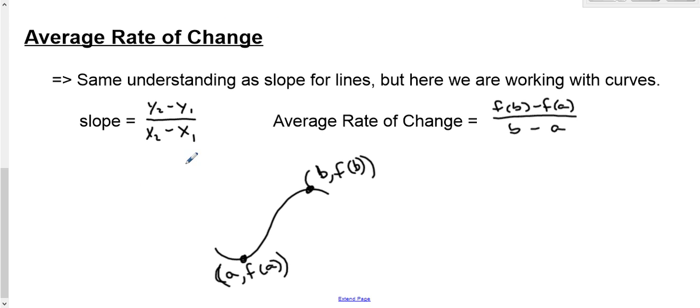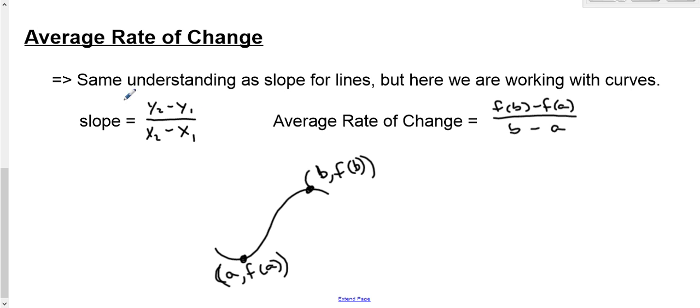When we talk about average rate of change, we know that average rate of change is basically the same understanding of slope for lines, but here we are working with curves. So I'm giving you this curve down here where I have the first point a comma f of a. Remember, just like above, my lowercase a is your value of x, and my y is the function evaluated at a. So I have to remember that notation. Whenever you have f of a or f of b, that's representing the y value.